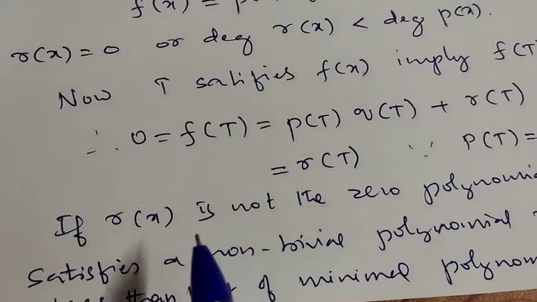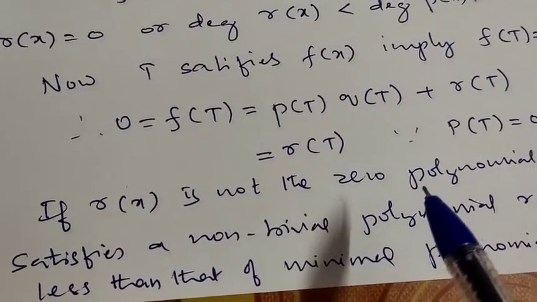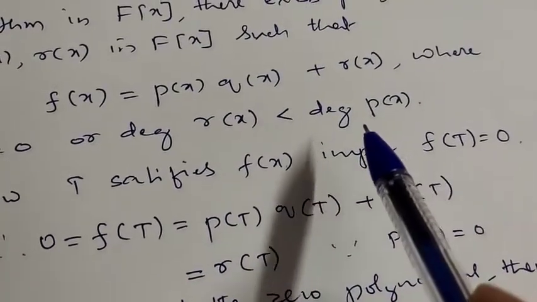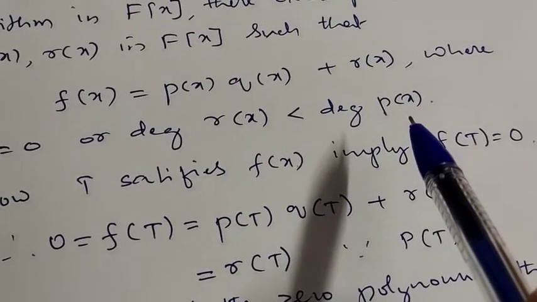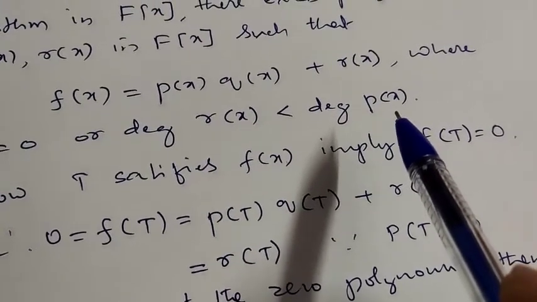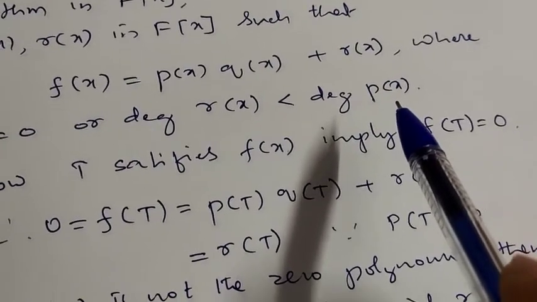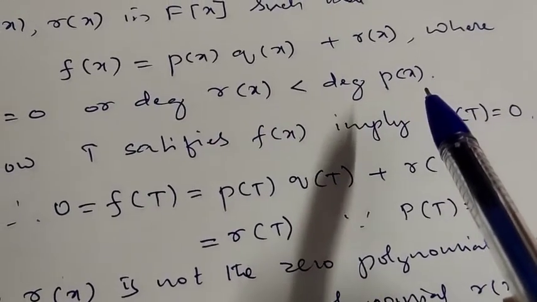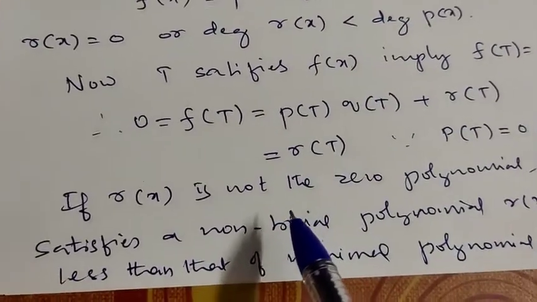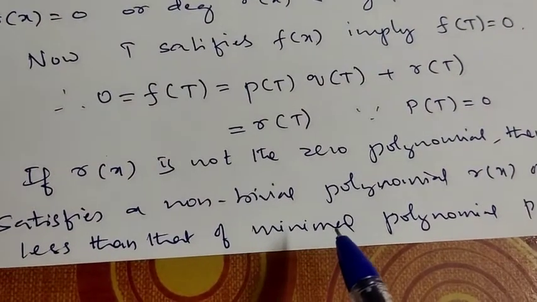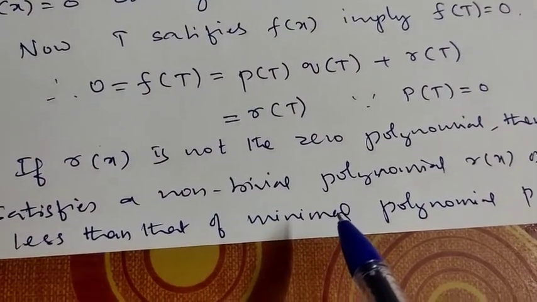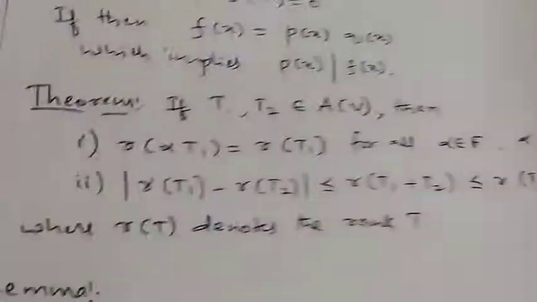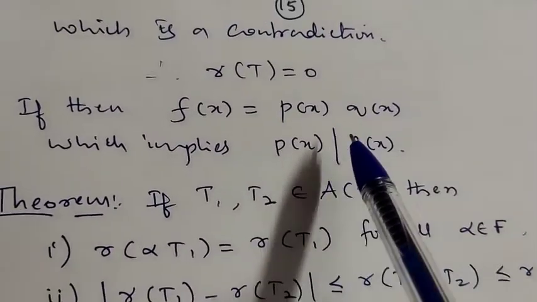But if r(x) is not the zero polynomial, then what will happen? T is satisfying a polynomial r(x) which is of degree less than that of p(x), which is a contradiction because p(x) is the minimal polynomial for T, meaning it is the polynomial of smallest degree satisfied by T. Okay, therefore r(x) cannot be nonzero, r(x) should be 0. R(x) being 0 means what about f(x)? f(x) becomes p(x) q(x).